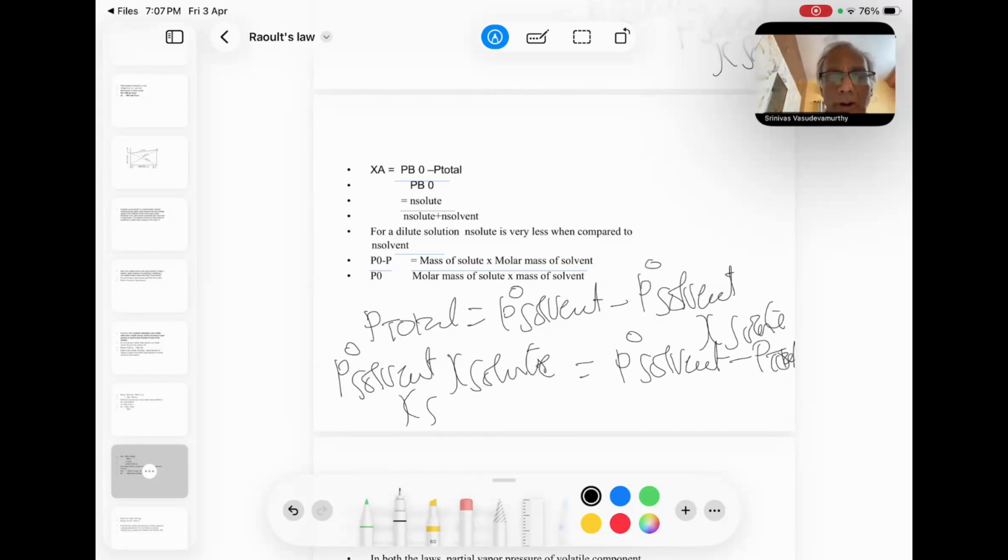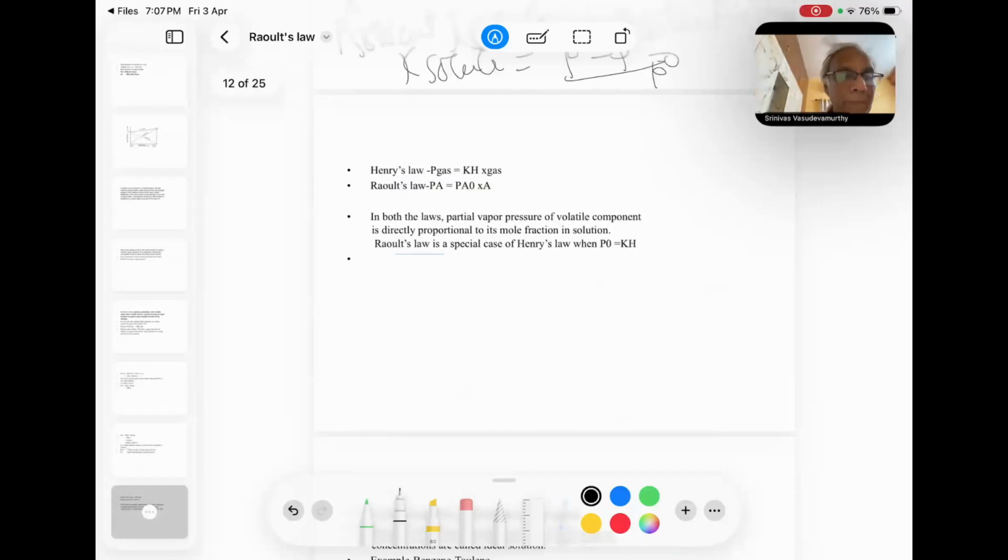Or I can write mole fraction of solute equals P naught minus P by P naught, as the solvent subscripts can be removed now. This is what we get here: P naught minus P by P naught is the mole fraction of solute.